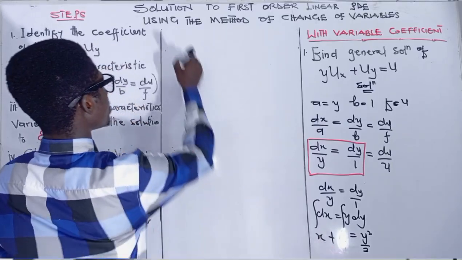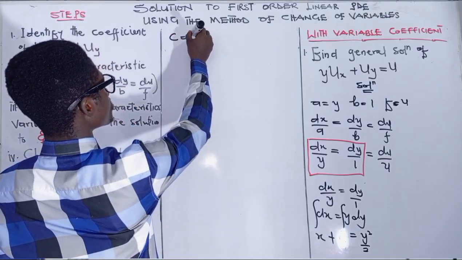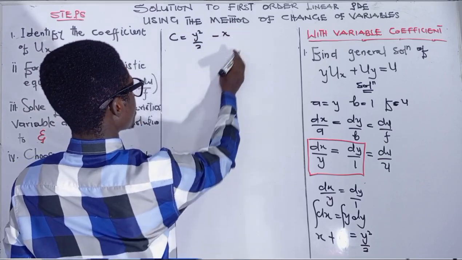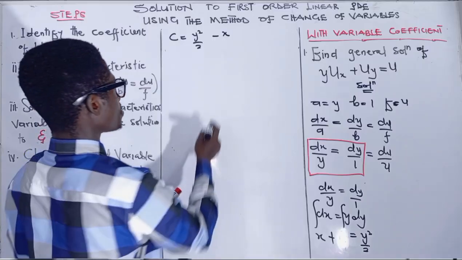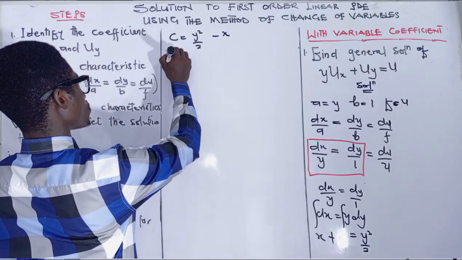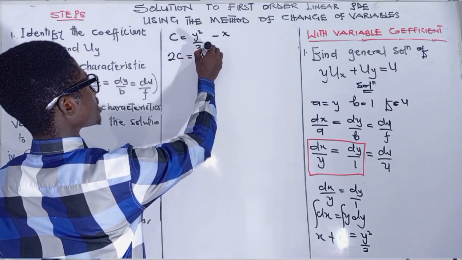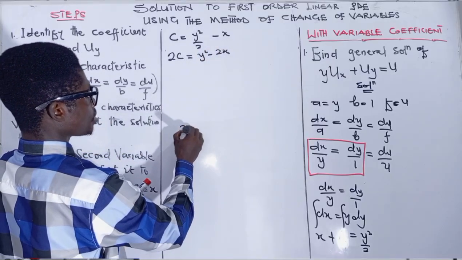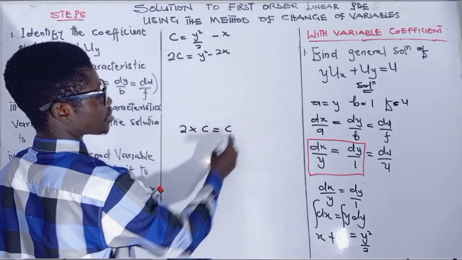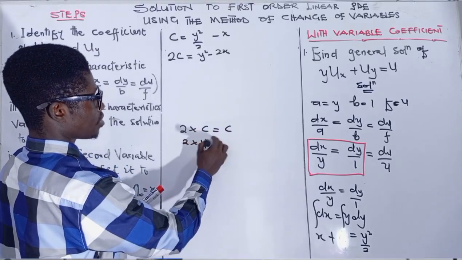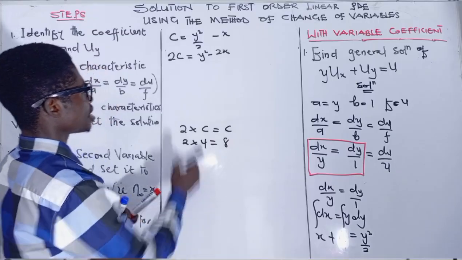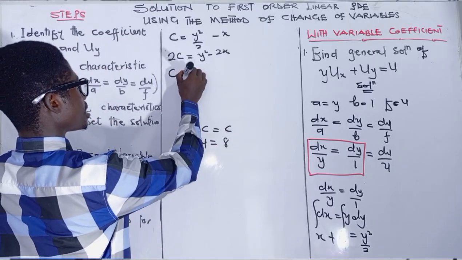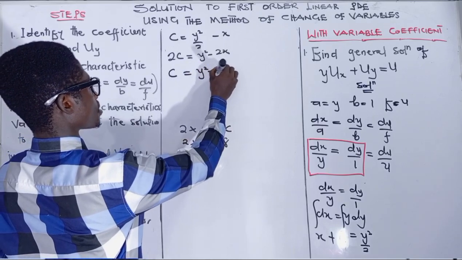So from here, our c is equal to y squared over 2 minus x. Let's clear the fractions by multiplying through by 2. So we have 2c is equal to y squared minus 2x. We know that a constant times a constant will still give us a constant. 2 times 4 will give us 8, and 8 is a constant. So we can write 2c simply as c, and then we have y squared minus 2x.